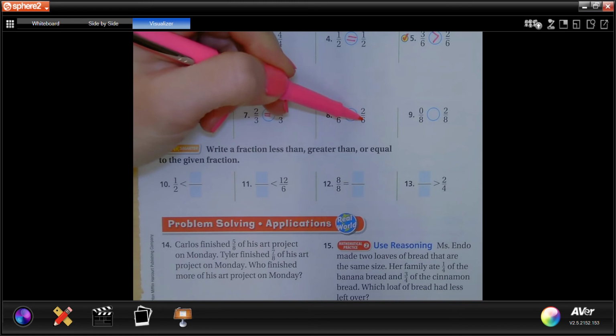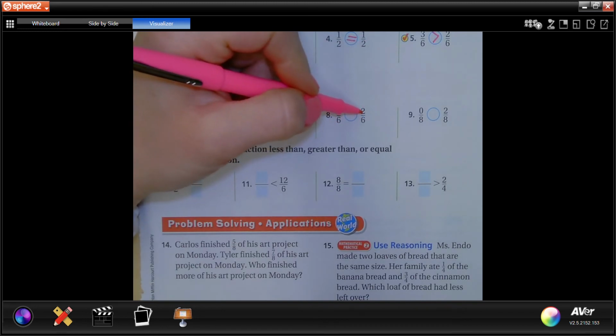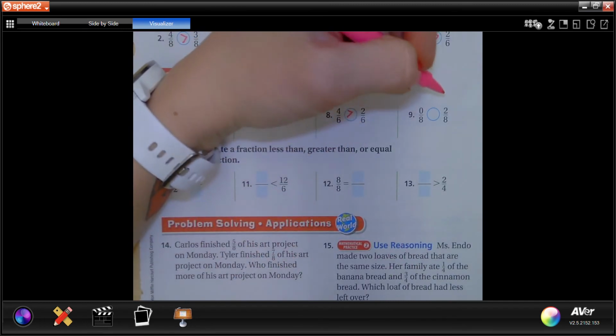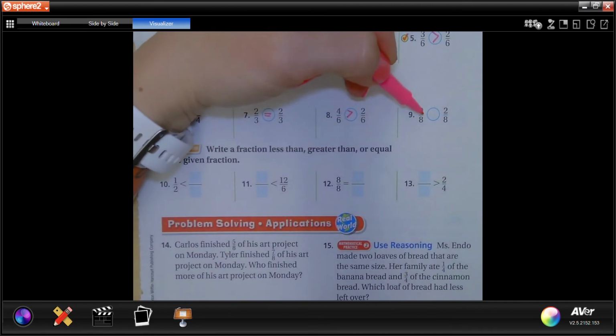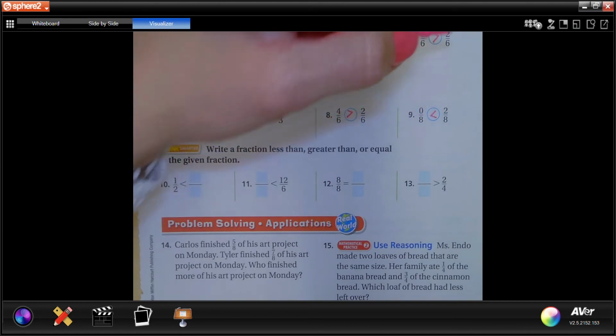4/6 and 2/6, same denominator, but 4 is greater than 2, so we know that 4/6 is greater than 2/6. We have eighths. We have 0/8 and 2/8. We know that 0 is less than 2, so 0/8 is less than 2/8.